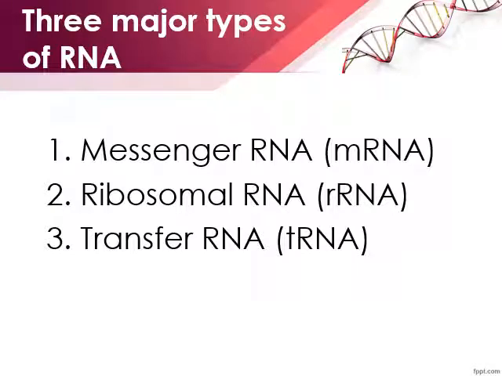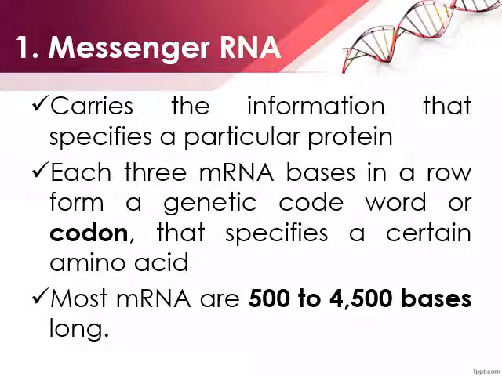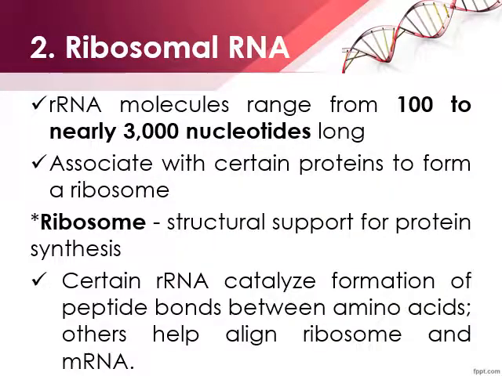There are three major types of RNA. First, we have the messenger RNA, ribosomal RNA, and the transfer RNA. First, let's proceed to messenger RNA. It carries the information that specifies a particular protein. Each three mRNA bases in a row form a genetic code word, or the codon. Most mRNAs are 500 to 4,500 bases long. Again, three mRNA bases in a row are called a codon.